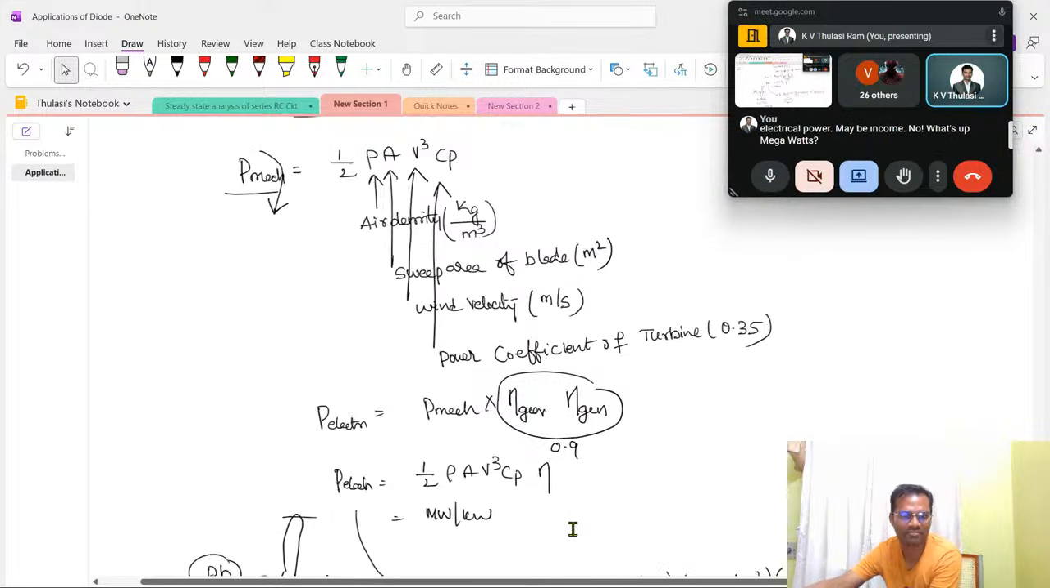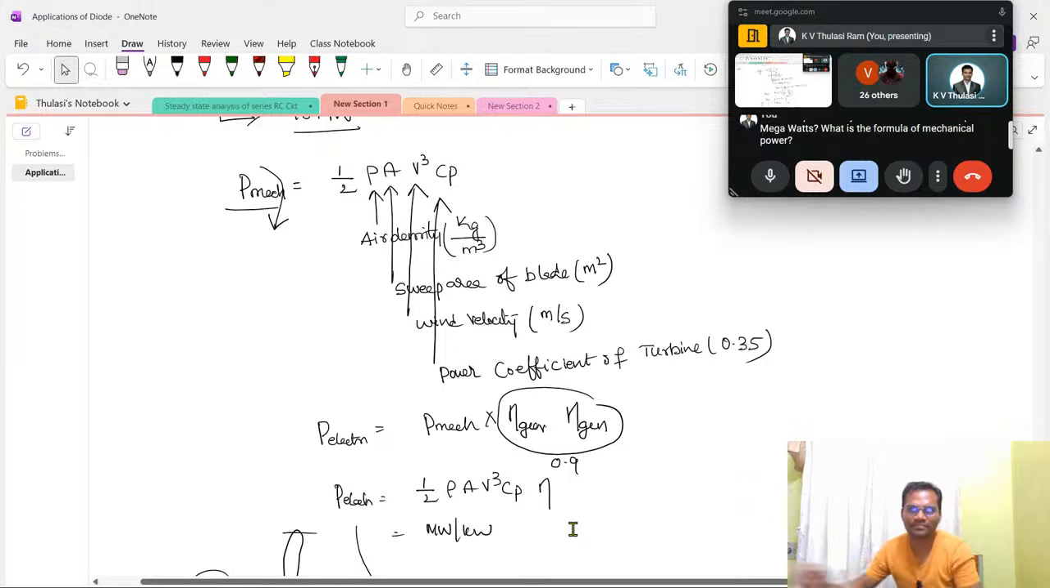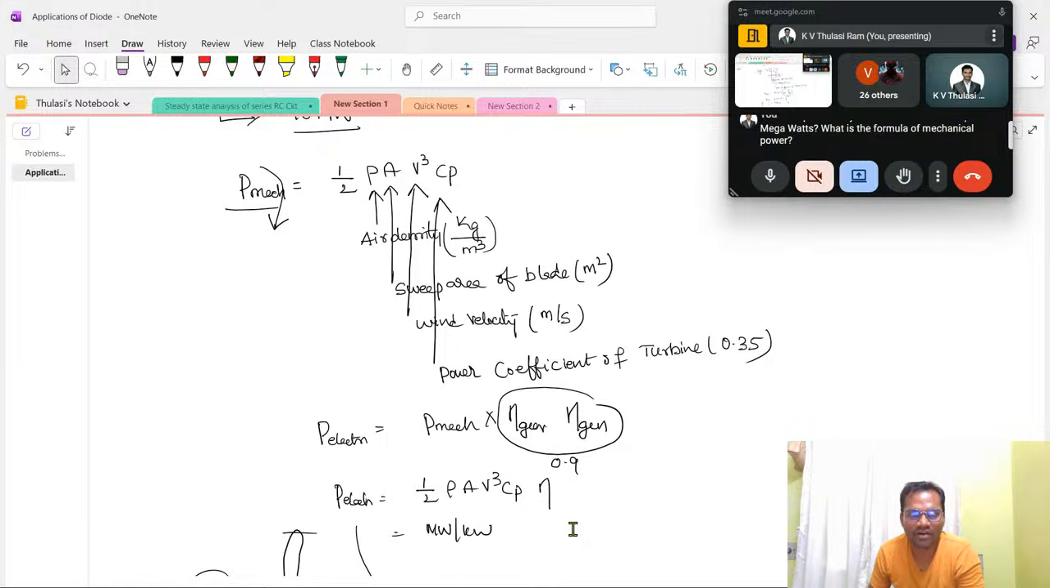So what is the formula of mechanical power? Anyone? Half rho A V cube Cp. Rho is called air density. In the air we have low pressure and high pressure, and that value you have to calculate. A is the sweep area of the blade, how much area the blade is sweeping, and V is called wind velocity.